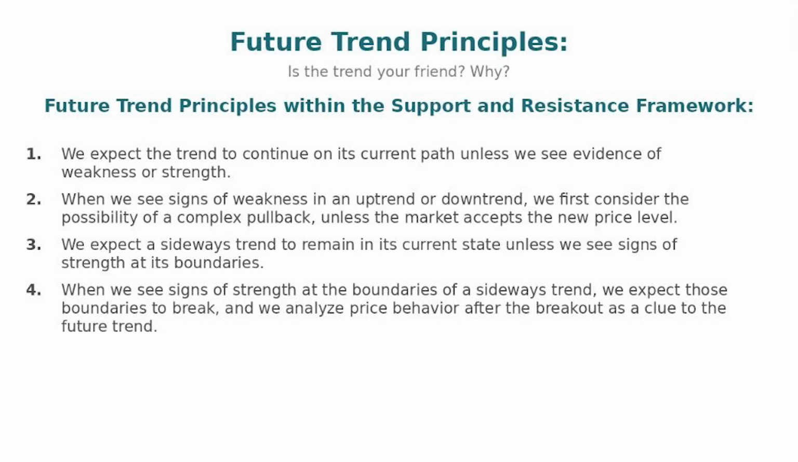When we see signs of weakness in an uptrend or downtrend, the first possibility we consider is a complex correction. We mentioned this in the previous session. A correction where we might see lower highs and lows in an uptrend that don't break the previous swing low. Okay. Our primary expectation is for a complex correction to form before the price continues the trend. Mostly, we assume the current trend will continue unless proven otherwise.